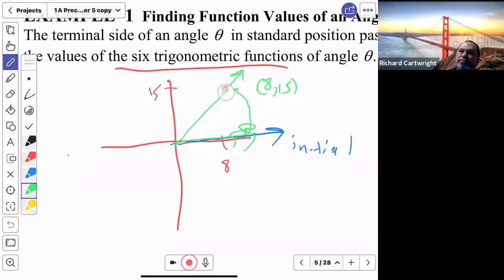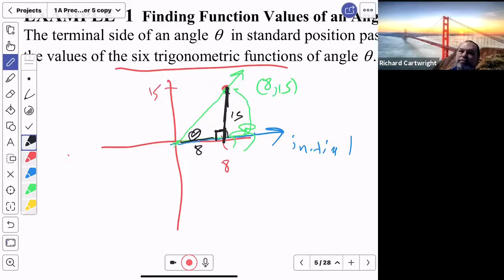That point is very important because if I drop my perpendicular down to create this right triangle, and remember, we're always making the right angle on the x-axis, the horizontal line. There's this angle here that I don't even know. But you don't have to know, because I know the x value is 8 and the y value is 15.